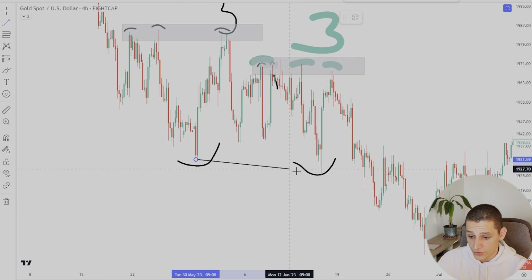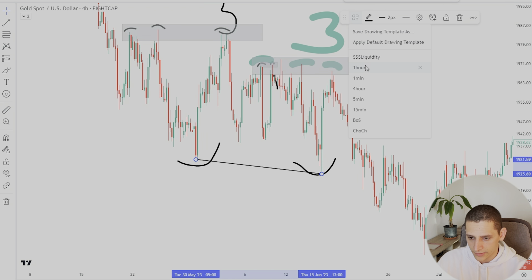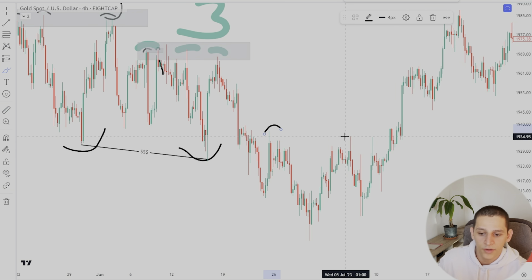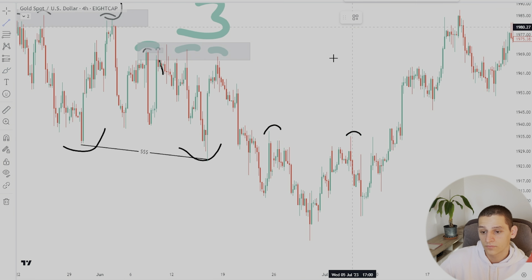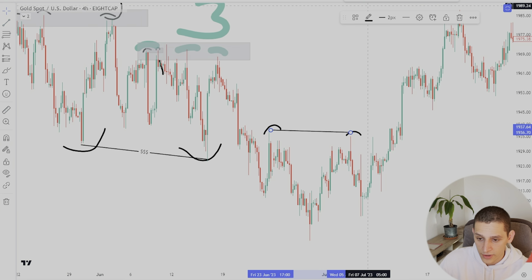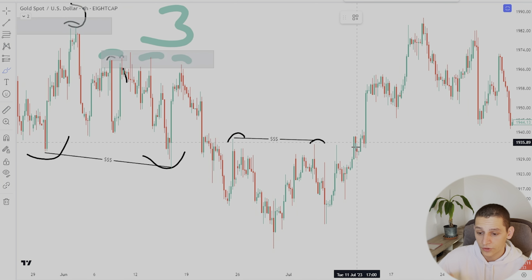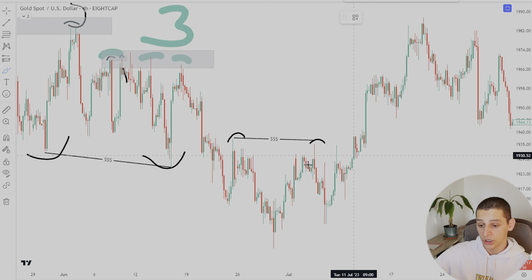Mark this zone with dollars with our template, okay? Grab the liquidity. This is a high, this is a high. So this all is a liquidity, our template. And as you can see, the price just grabbed the liquidity and turned the trend from bearish into bullish.